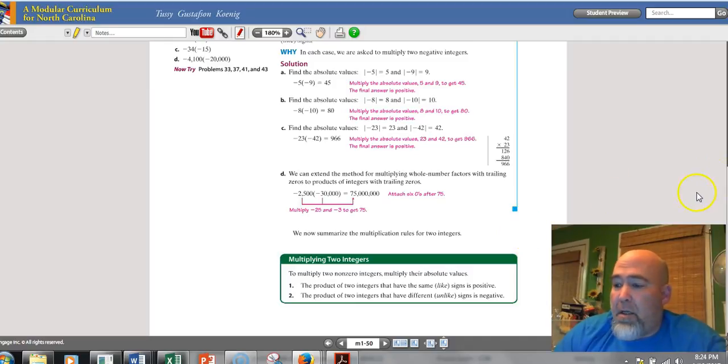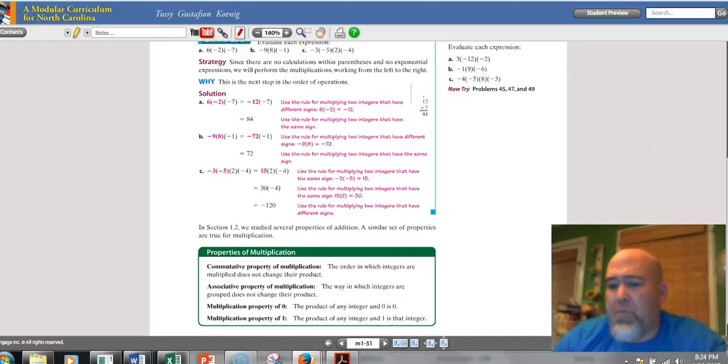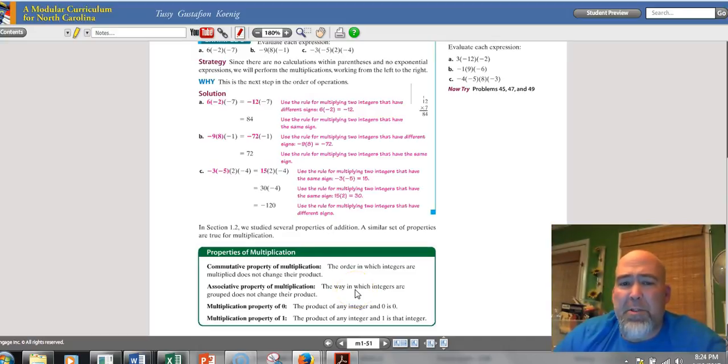On page 51, they have some rules and properties of multiplication that I want to make sure that you look at. The commutative property, associative property, the property of 0, and the property of 1 when multiplying. So make sure that you pay attention to those for me, please.